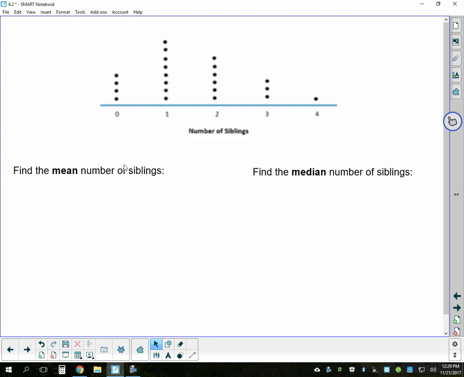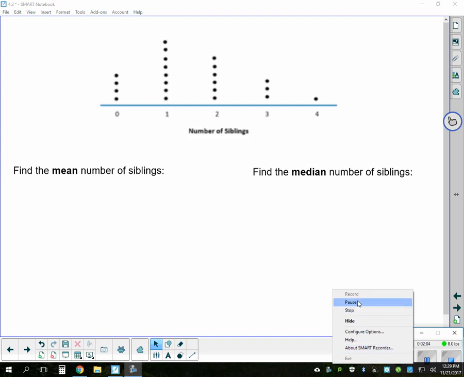Okay, so you guys know how to find mean, you know how to find median. Go ahead and do that now. Pause the video, find the mean and the median.